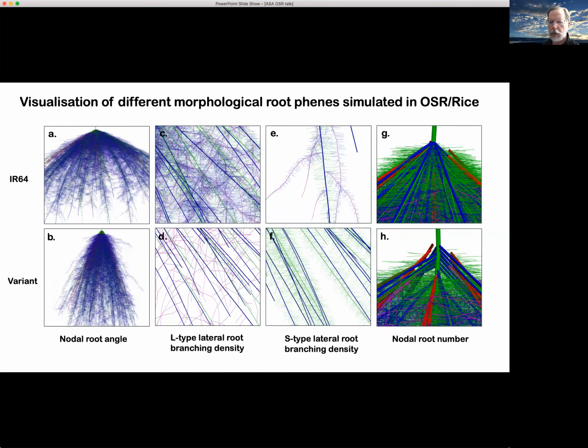This image shows how some of those phenotypes manifest. On the top, IR64, our reference phenotype, showing angle, lateral root branching density of both L-type and S-type roots, and the number of nodal roots. Below those images, you can see variance we generated by changing the input parameters of the model, therefore allowing us to study the effects of individual changes on overall plant performance.